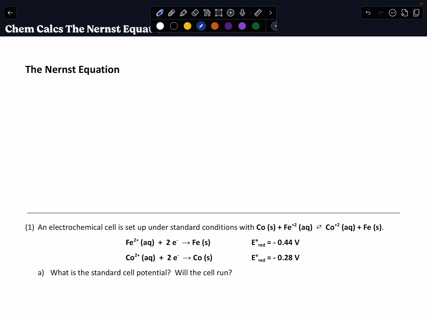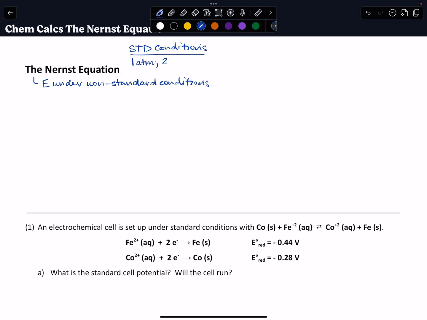This screencast is going to look at utilization of a specific thermodynamic equation called the Nernst equation. The Nernst equation lets us calculate the cell potential under non-standard conditions. And just as a reminder, standard conditions include all gases at 1 atmosphere of pressure, 25 degrees Celsius, and any solutions must be 1 molar.